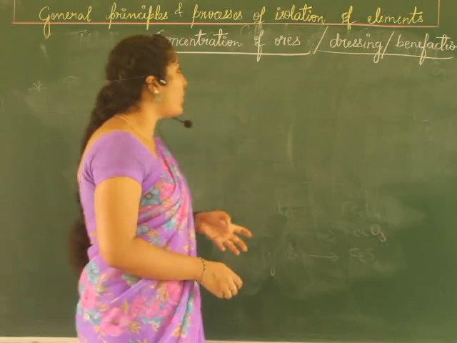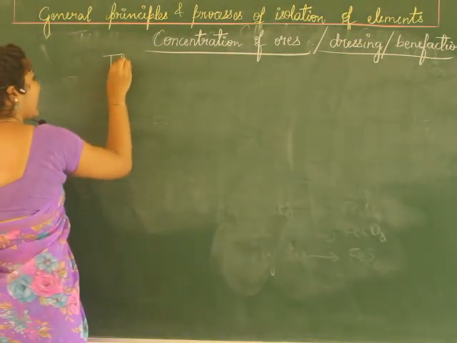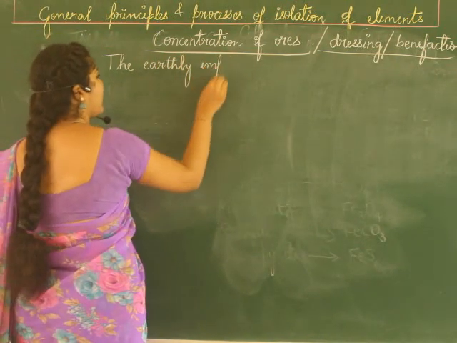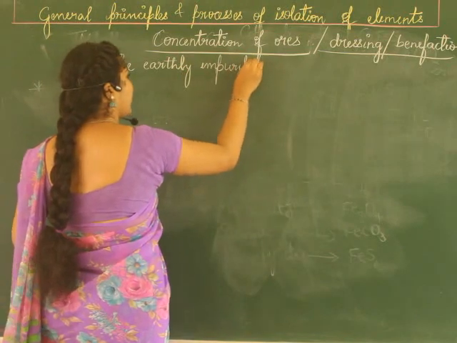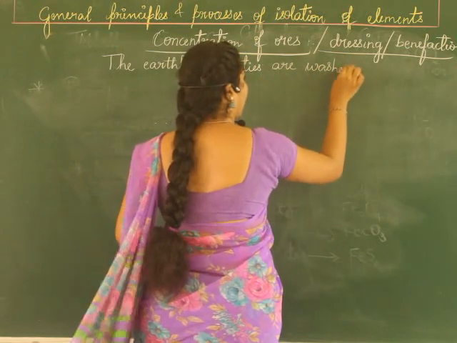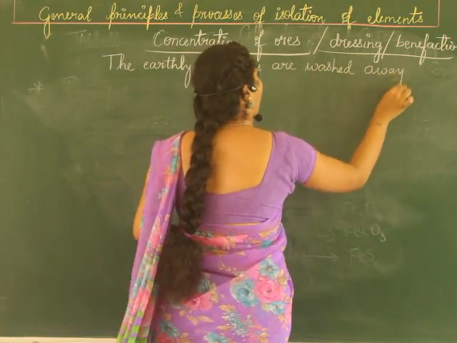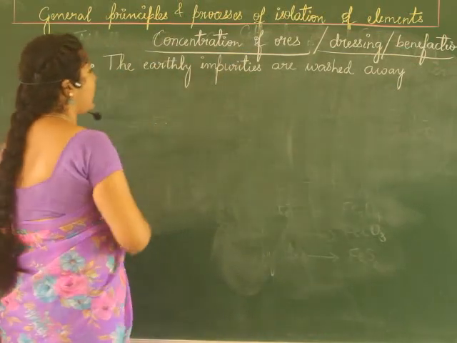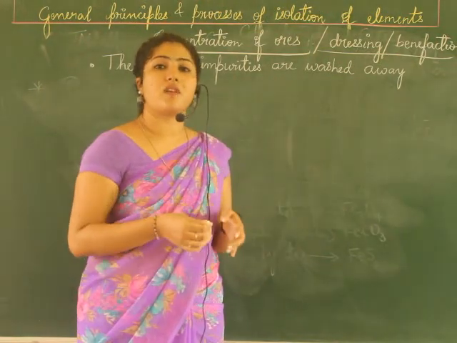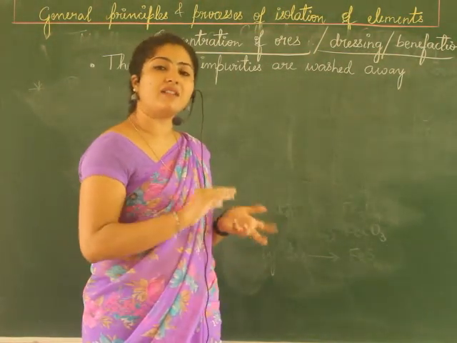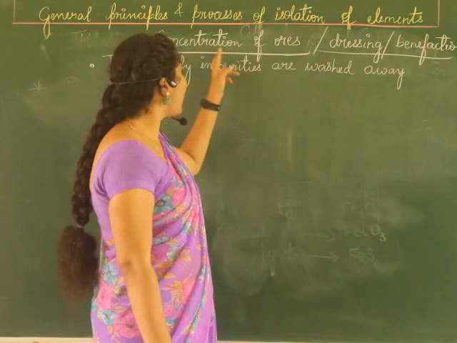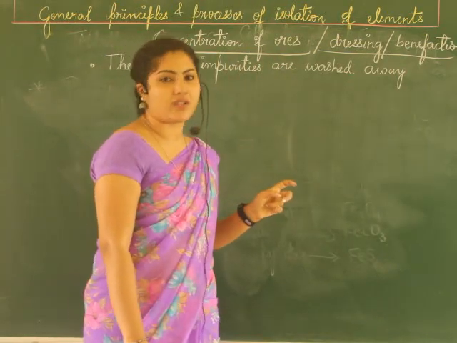Concentration of the ore is where the earthly impurities, or in simpler words the gangue particles, are washed away. To define concentration of ore you can say it is the process of removal of gangue particles from the ore. The process of removal of gangue particles from the metal ore is called concentration of ores.